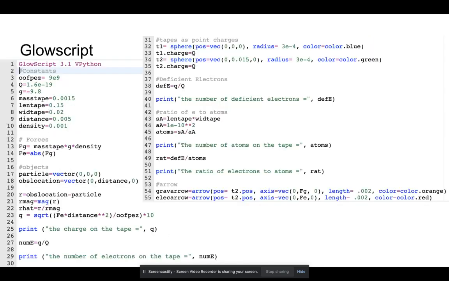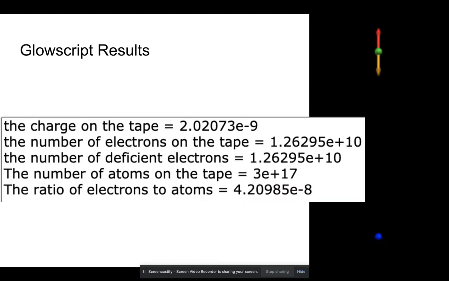Here is my Glowscript code, where we had constants, and then we had our forces, which were gravity and the electric field. With the Glowscript code, we were finding the charge on tape, the number of electrons on tape, the ratio of electrons to atoms, the number of atoms on tape, and the number of deficient electrons. Here are the results from that Glowscript. They match the numbers that we found very similarly, and the picture on the right shows the direction of gravity and the electric force field with the two tapes.